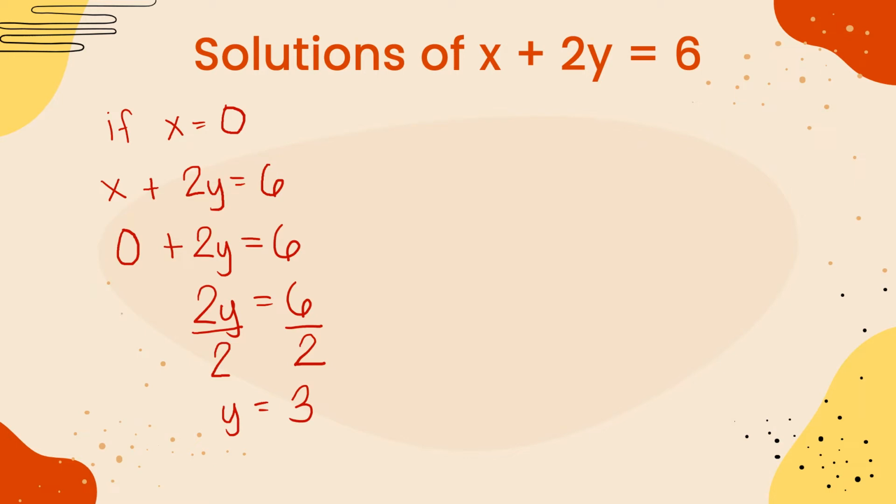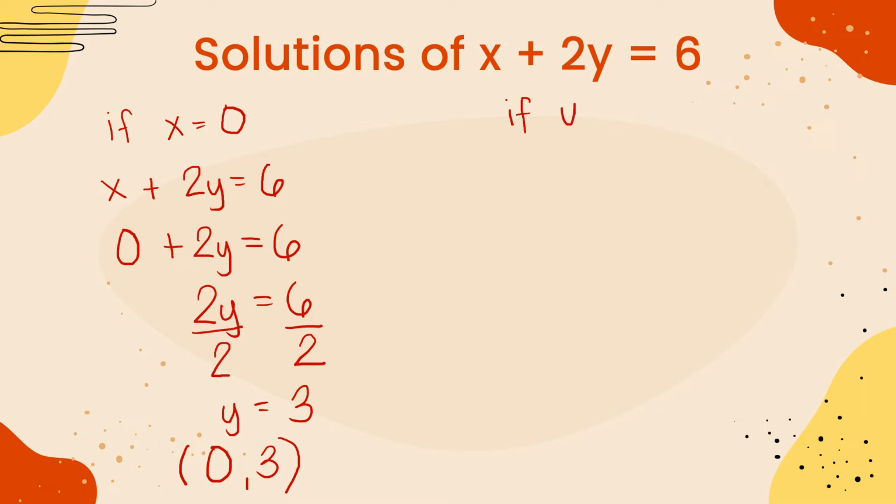So, what does it mean? Ang ating ordered pair na 0, 3 is part of the solution of the linear equation x plus 2y is equal to 6. So, ganun lang humanap ng solution. So, hanap pa tayo ng ibang solution.